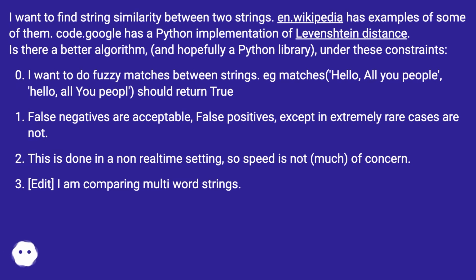I want to do fuzzy matches between strings. E.g. "hello, all you people" should return true. False negatives are acceptable; false positives, except in extremely rare cases, are not. This is done in a non-real-time setting, so speed is not much of concern. Edit: I am comparing multi-word strings.